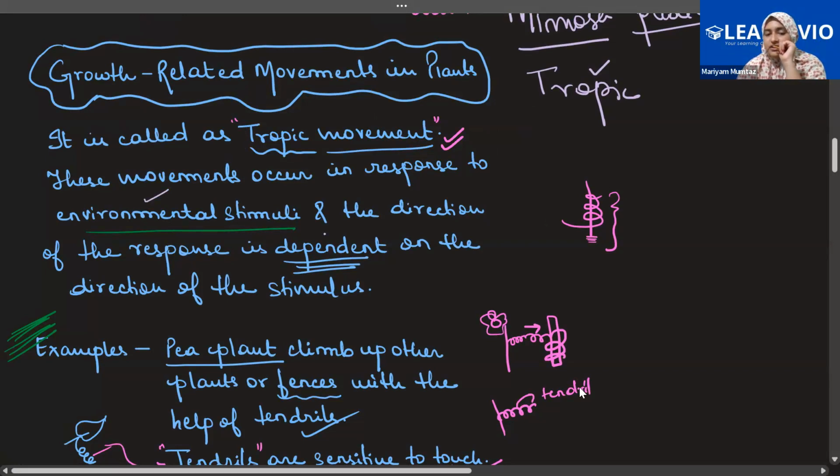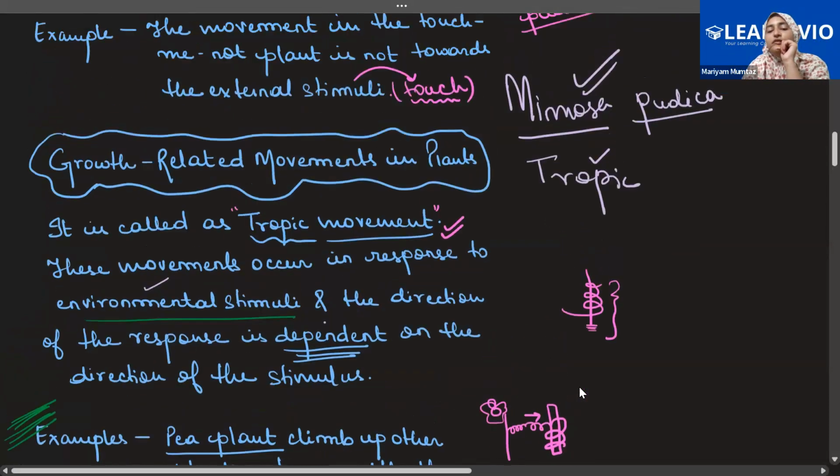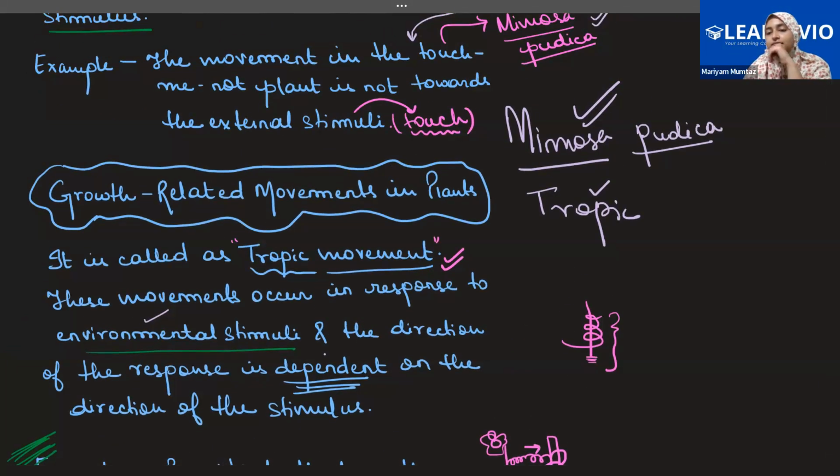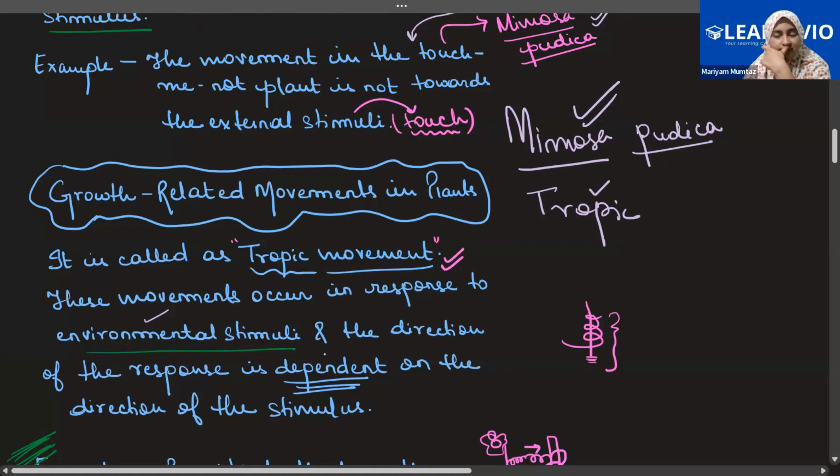Now, these movements occur in response to external environmental stimuli, and the direction of the response is dependent on the direction of the stimulus. Now, how many of you have seen a climber plant? A climber. You people know what climbers are?